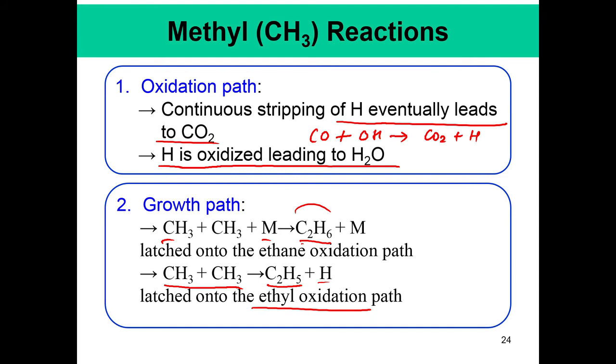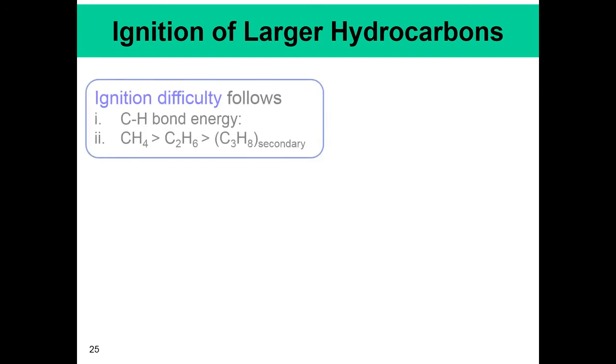So, as a result, these hydrocarbon reaction mechanisms are complex, because on one hand there is stripping of H to form CO2 plus H, and on the other hand there is also continuously a growth path in which larger and larger molecules are involved, and eventually these larger molecules will be broken down into smaller fragments, and then they will again go to CO plus OH and go to CO2 plus H. Now, that is about methane oxidation.